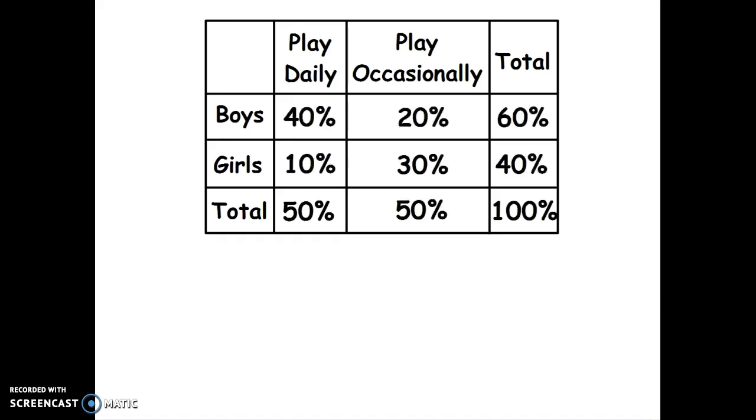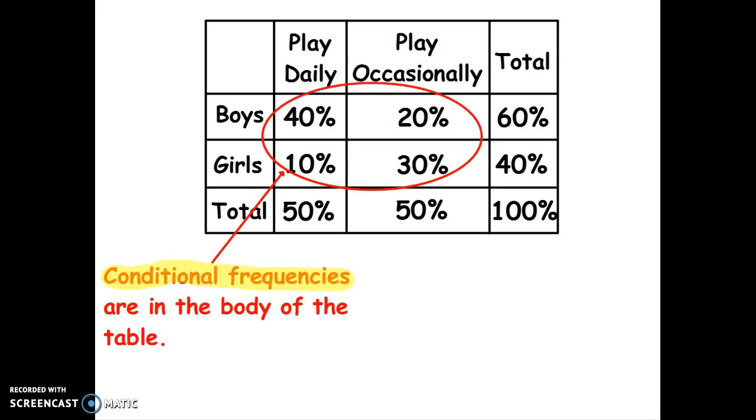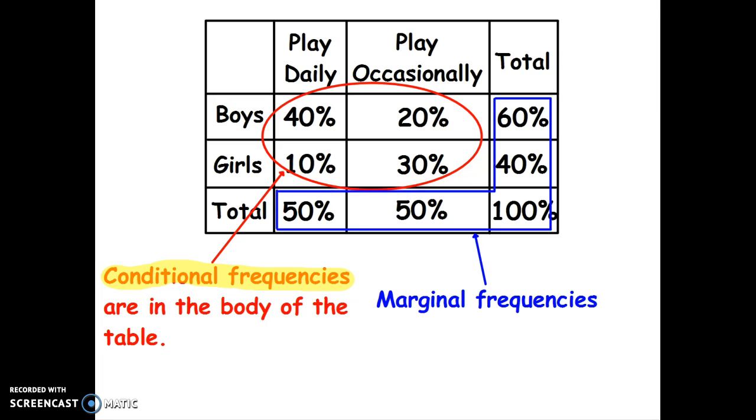So here's an example of a two-way relative frequency table. And we see that they're represented as percentages, and sometimes they'll be represented as decimals. In the body of a two-way relative frequency table, these are called conditional frequencies, and the ones along the margins are still called marginal frequencies.